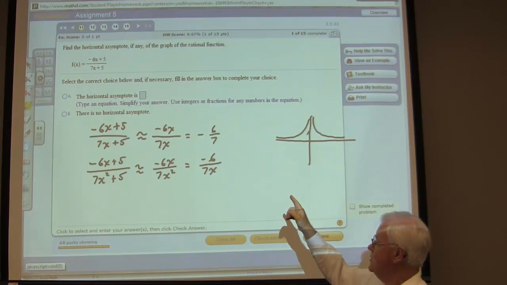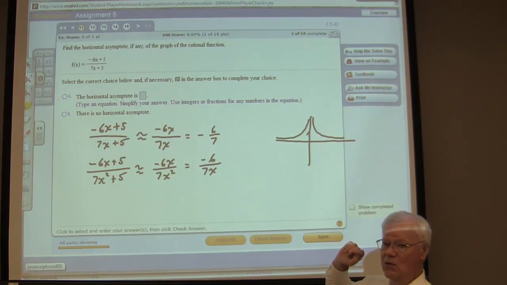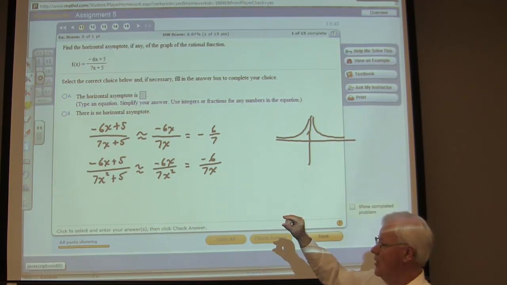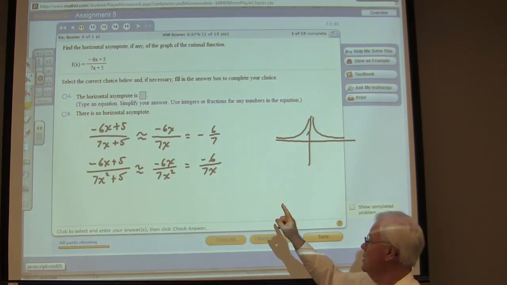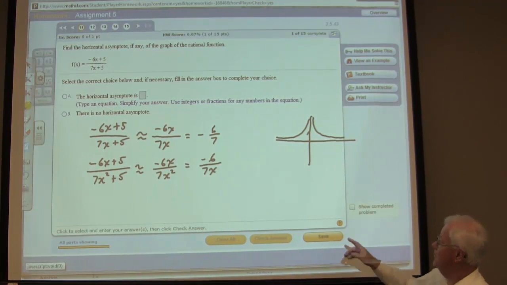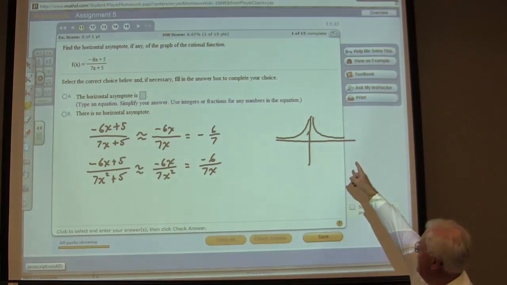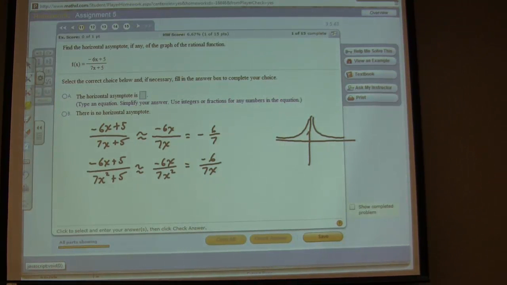So minus 6 over 7x as x gets very, very big, a billion, a trillion, etc. What are we getting close to? We're getting very, very small, so we're getting closer to 0. So the horizontal asymptote, although the graph never gets there, is going to be like this one you're seeing up here. It's going to get closer and closer to 0. So, this is the horizontal asymptote here. Down here, the horizontal asymptote would equal 0.